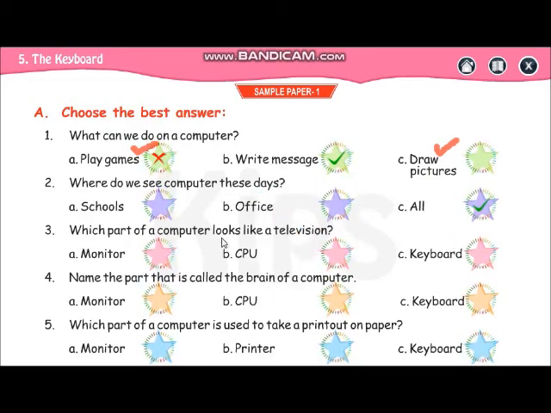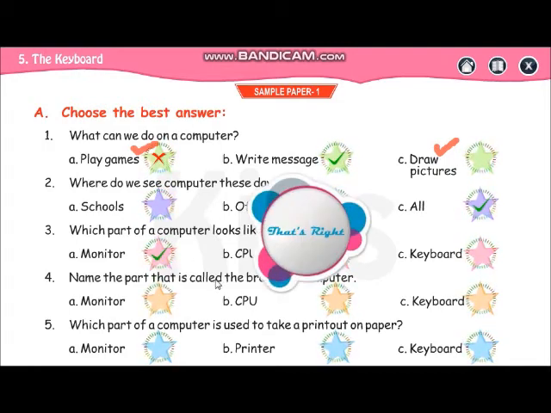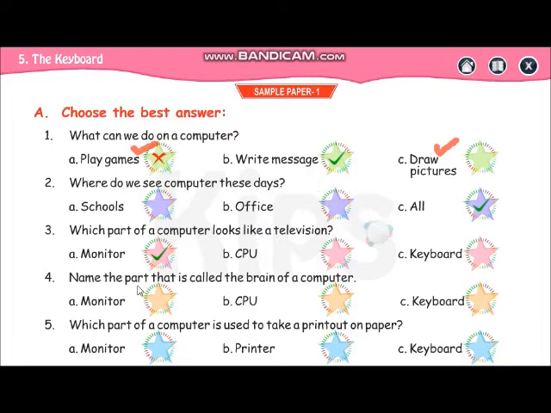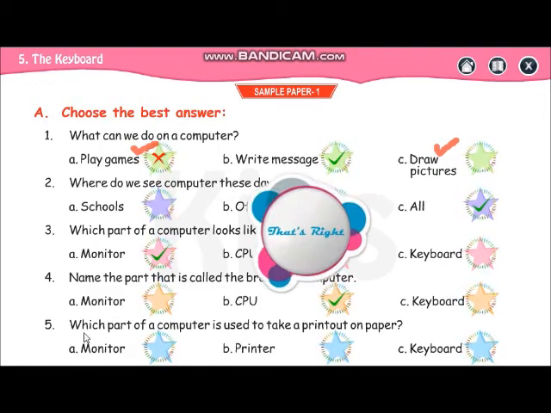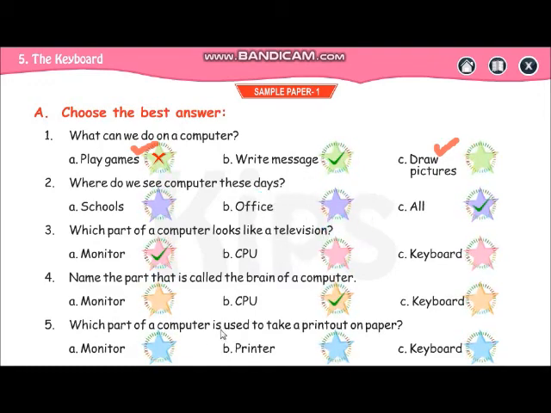Which part of computer looks like a television? Monitor. Name the part that is called the brain of a computer. CPU. Which part of a computer is used to take a printout on paper? Printer.